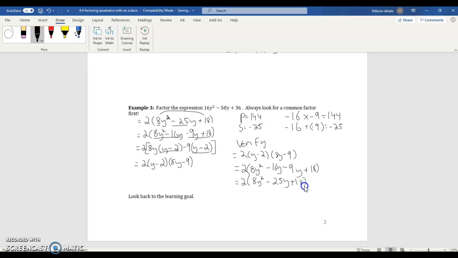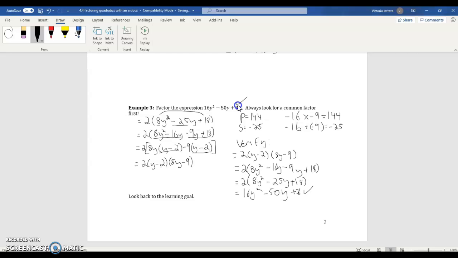And then you can go and you can multiply that 2, distribute it into all the terms there. So 2 times 8y squared is 16y squared. 2 times negative 25 is negative 50y. And then 2 times 18 is plus 36. And if you compare, you'll have the same standard form that you started off with, which means that you factored everything correctly. So now you can go back and try these examples again.